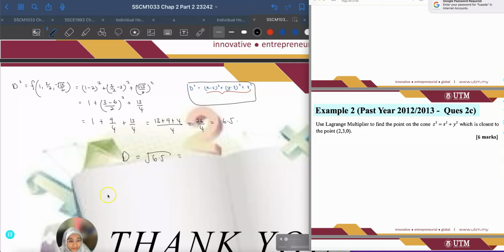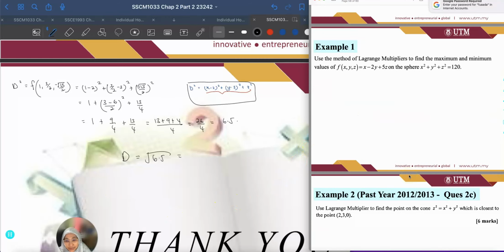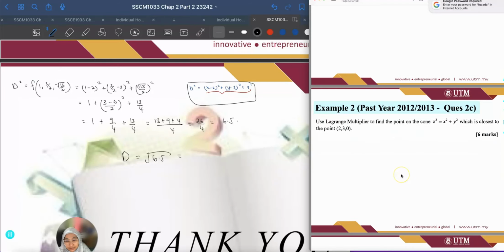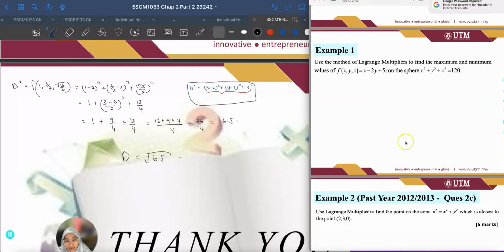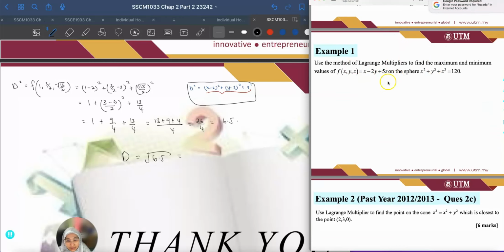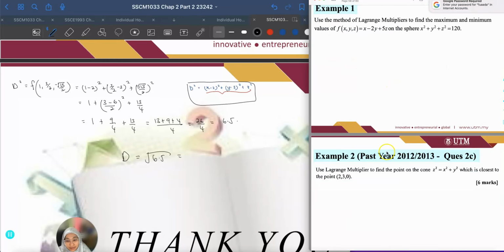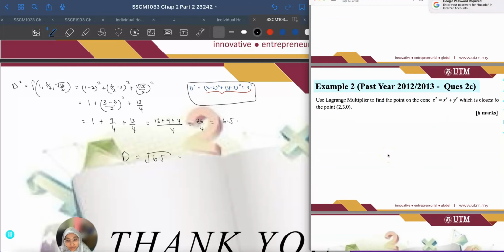Okay. So you can see that example 1 and example 2 are totally different, because this one is a general one, just using a function. But the second example really has to do with a real life problem, where you want to find the shortest distance between the cone and the point outside the cone, and then it gives you 6.5 without sketching the graph.